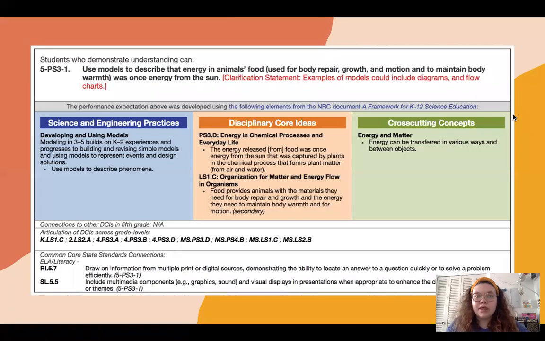So this is the standard broken down from the NGSS website. I have this attached in my resource document, but if you just want to peruse it real quick for a reminder of how it fits in, you can see here in the center the disciplinary core ideas. This should be something that happens after they've learned about energy being released from food. Once it was energy from the sun, it was captured by plants, and so on. Organization for matter and energy flow in organisms. It really comes towards the end of a unit.